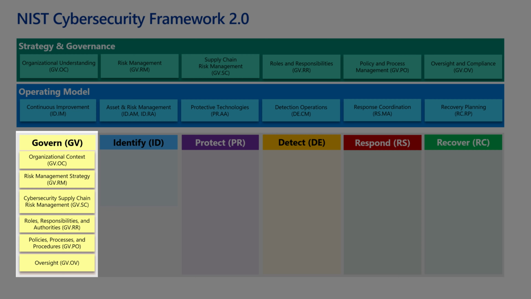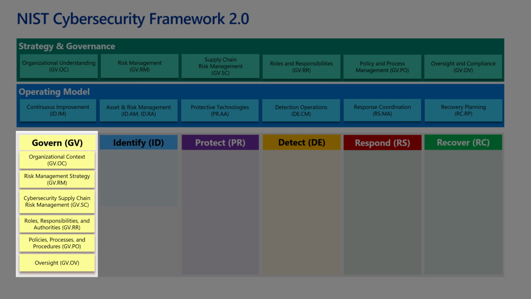By setting clear guidelines for identifying, assessing, and responding to risks, we create a structured approach to mitigating threats and protecting assets that are critical to the organization. The cybersecurity supply chain risk management section, GV.SC, focuses on protecting the organization from risks that arise from third-party vendors, suppliers, and partners. This includes assessing the cybersecurity practices of your supply chain, ensuring that our partners adhere to security standards, and mitigating risks that could impact our organization.